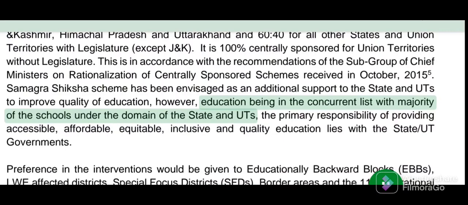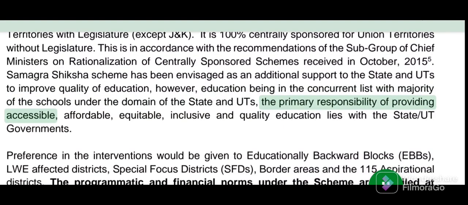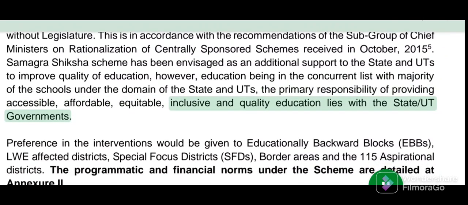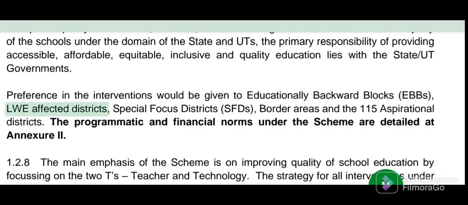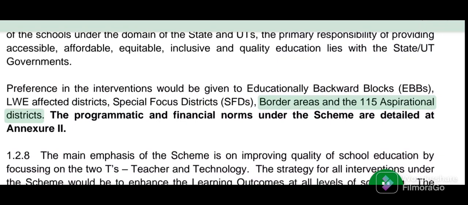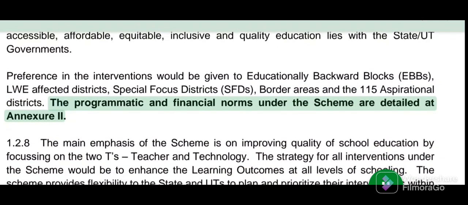However, education being in the concurrent list with majority of the schools under the domain of the state and UTs, the primary responsibility of providing accessible, affordable, equitable, inclusive and quality education lies with the state UT governments. Preference in the interventions would be given to educationally backward blocks, EBBs, LWE affected districts, special focus districts, SFDs, border areas and the 115 aspirational districts. The programmatic and financial norms under the scheme are detailed at Annexure 2.